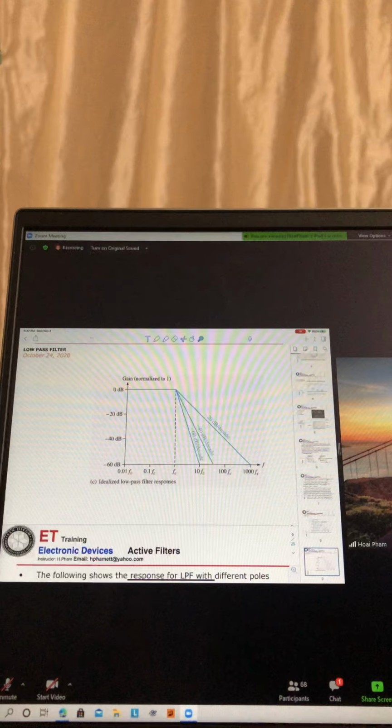Low pass filter. The next one, you can get minus 40 dB, two pole. And the last one here will be minus 60 dB per decade. That's three pole. The ideal filter you want right here: after the cutoff, you don't want any frequency, any signal. So minus 60 dB will be the best in this example.